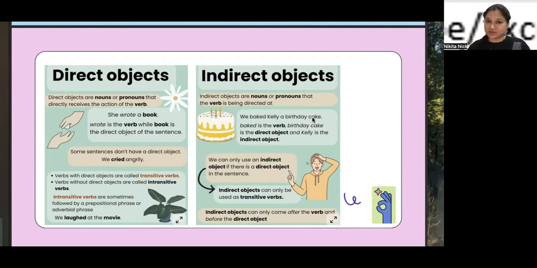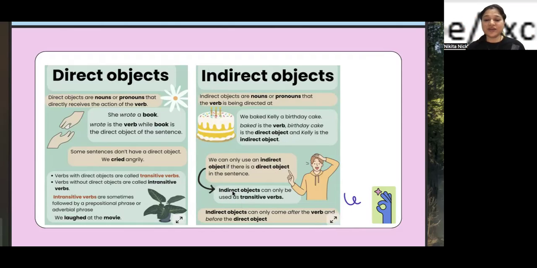We baked Kelly what? A birthday cake. If we say we baked a cake or we baked a birthday cake, that means the sentence is complete: subject plus verb plus object. So here you don't have any indirect object. But if you have the direct object as birthday cake, that means you are adding Kelly here to tell that Kelly is an indirect object.